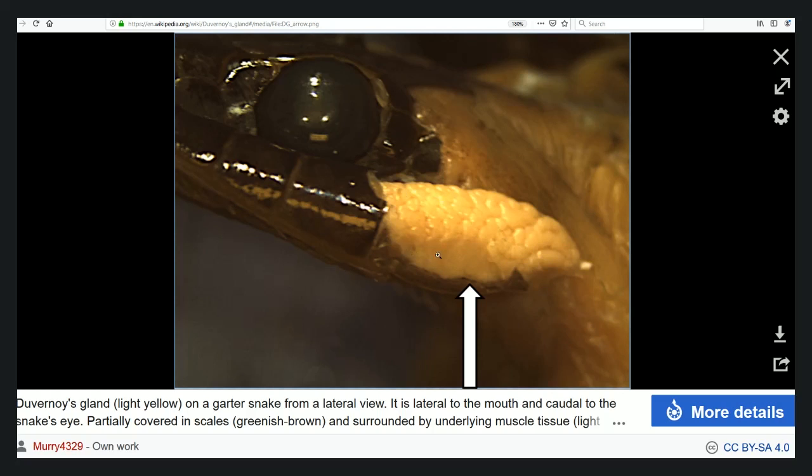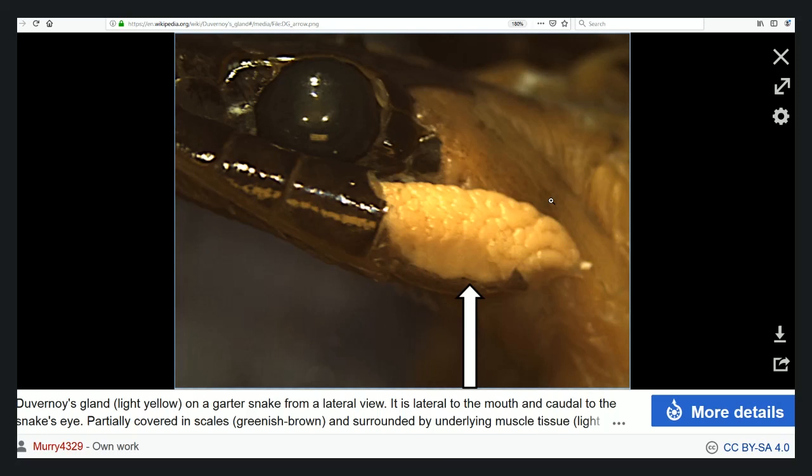The scales and skin have been taken away, so we can see the salivary gland right here, this big fat gland right here. And this is a gland that excretes fluids when a snake is biting down, and that helps snakes swallow their food. It's saliva, you know. Snakes have lots of different salivary glands in their mouths, just like we do. We actually have hundreds in our mouths. Some of them are very, very small.